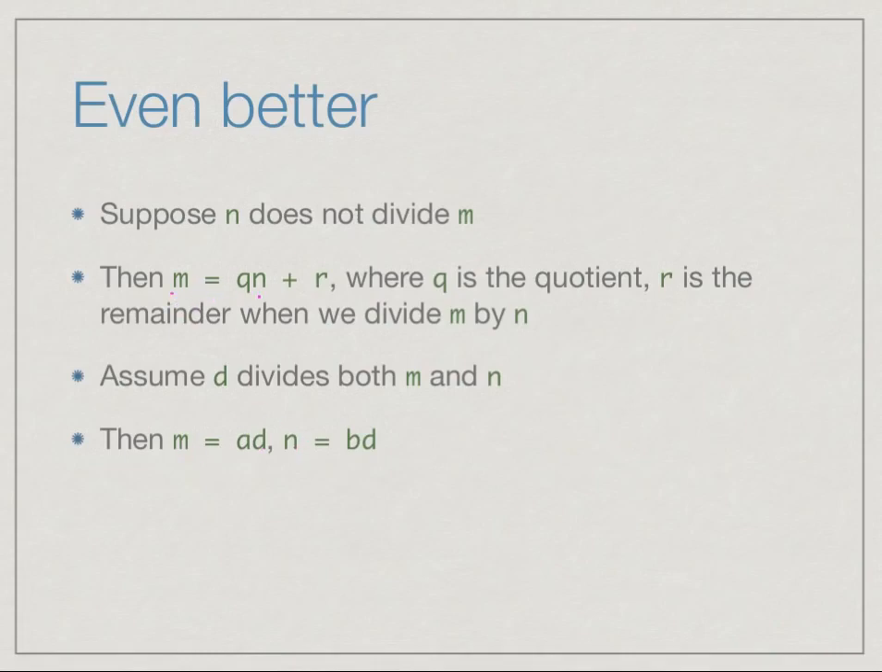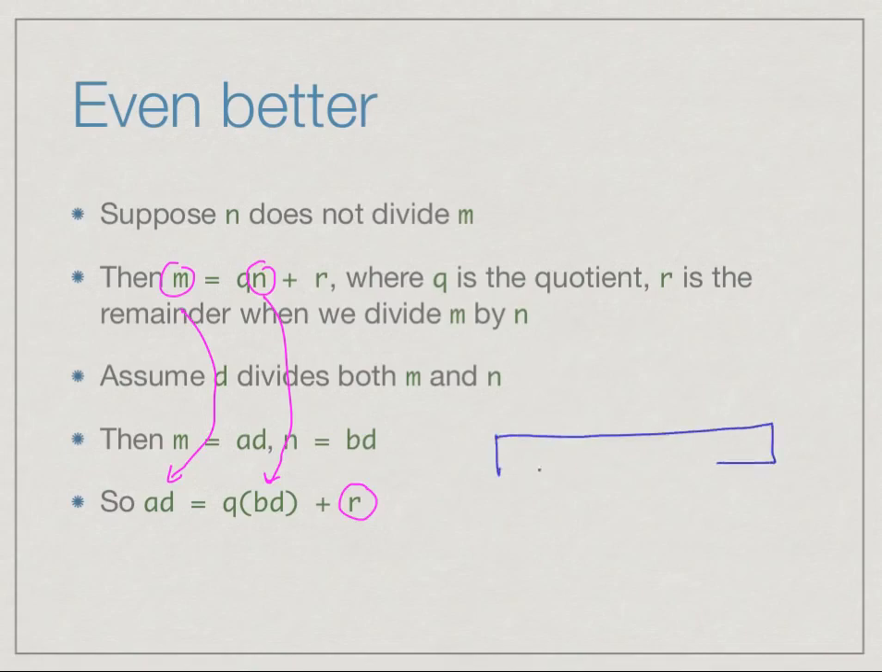So if we plug this into the equation above, we see that m, which is a times d, is equal to q times n, which is b times d, plus r. So d divides the left and d divides one part of the right. So you can easily convince yourself that d must also divide r. The way to think about it pictorially is that I have this number m, and I can break it up into units of n, and then there is a small bit here.